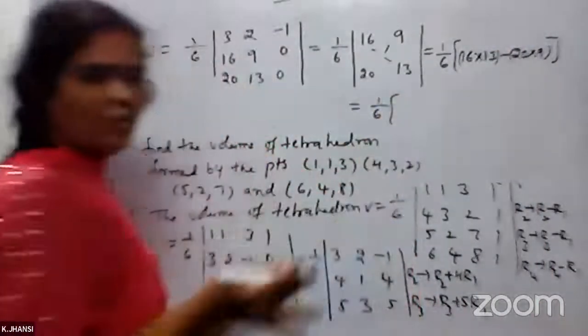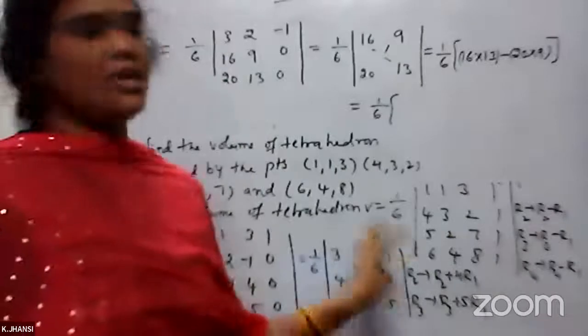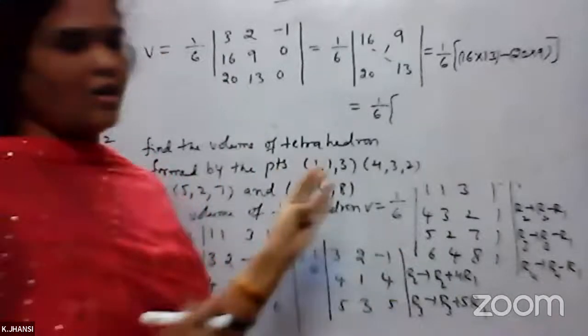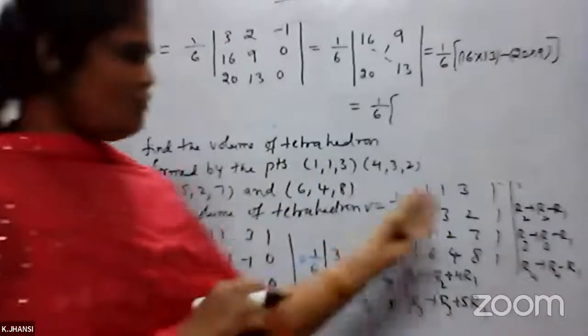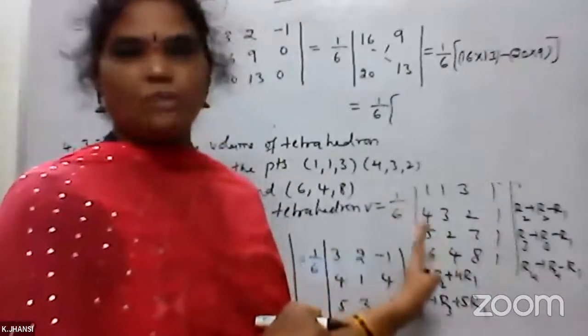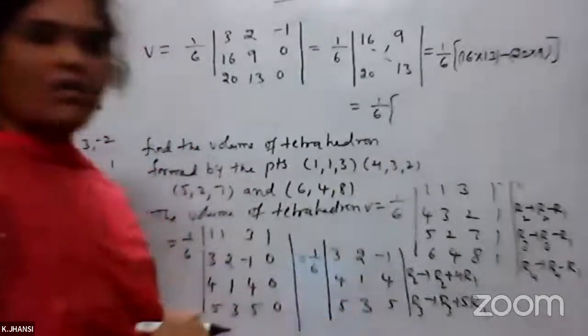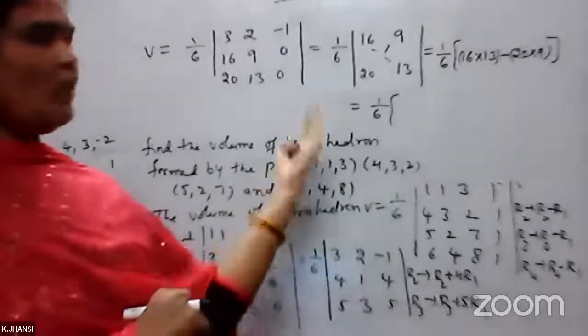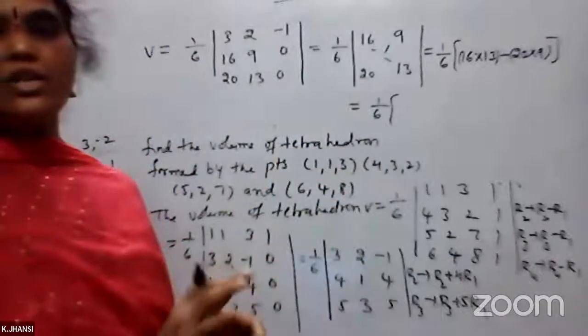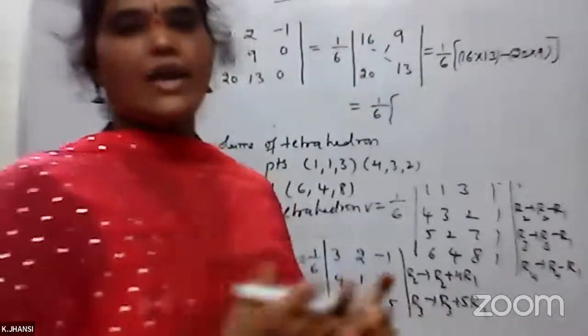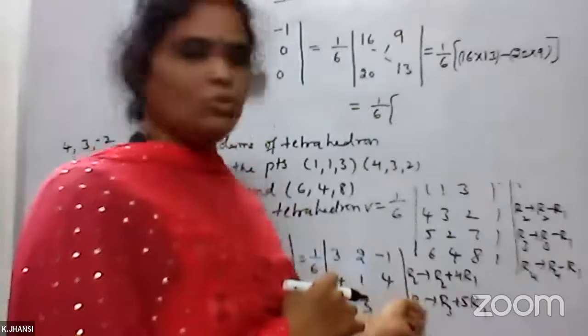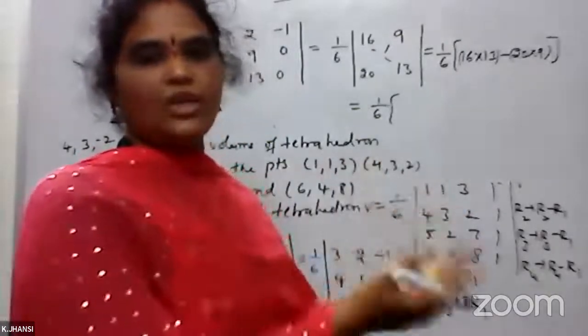So for any given problem, you can follow the same procedure for finding the volume of a tetrahedron, decreasing the order of the matrices. From 4 by 4, we have converted into 3 by 3. From 3 by 3, we have converted into 2 by 2. When you do the cross multiplication for 2 by 2, easily you will get the answer. That's why we are decreasing the order here, from 4 to 3, 3 to 2.